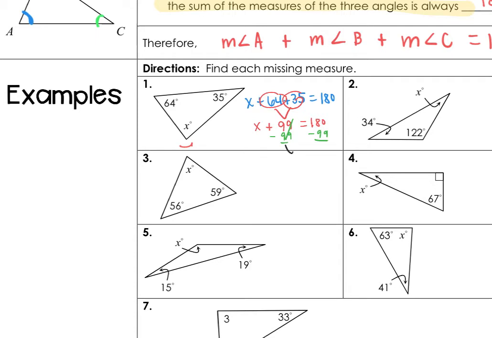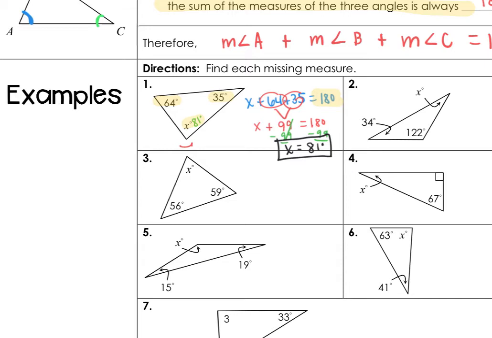The final answer for number 1 is going to be X equals 81 degrees. And of course, you can always check your work because if you plug in 81 into your triangle and then add all of these angles, that is 81, 64, and 35, they will always add up to 180 degrees if you have the correct answer.